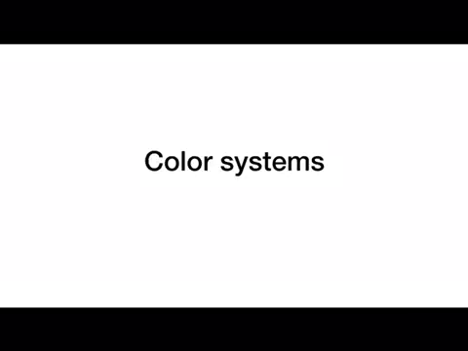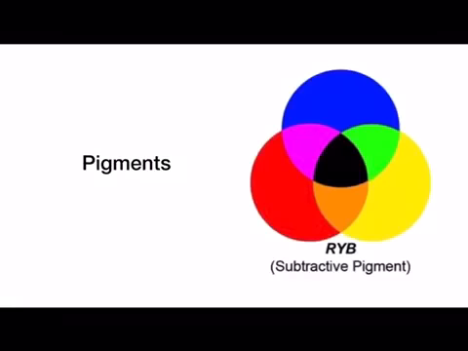Hi, let's learn about color systems. In color systems, we come across subtractive pigments and additive colors. Subtractive pigments can also be called subtractive color paints. Colors and pigments are different.